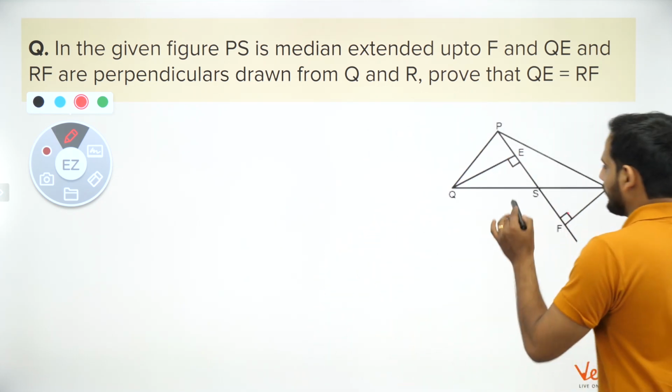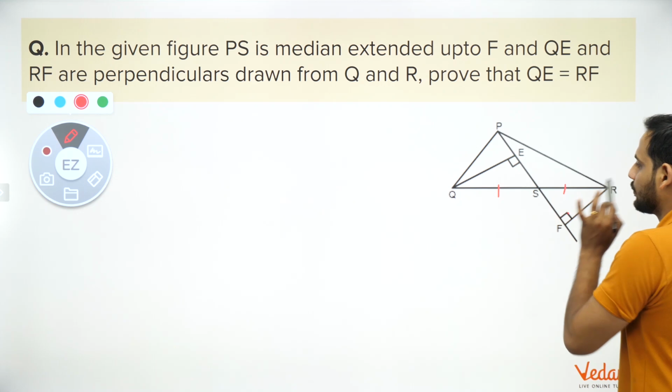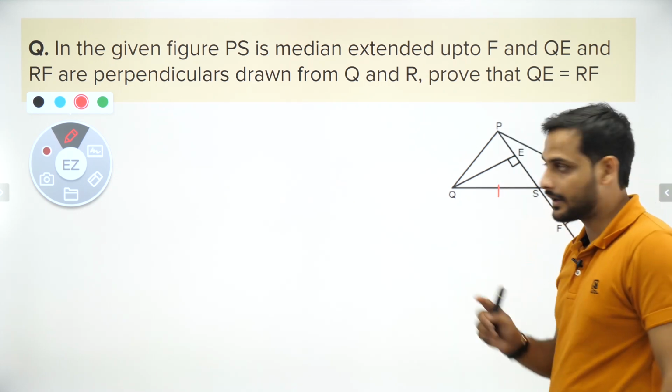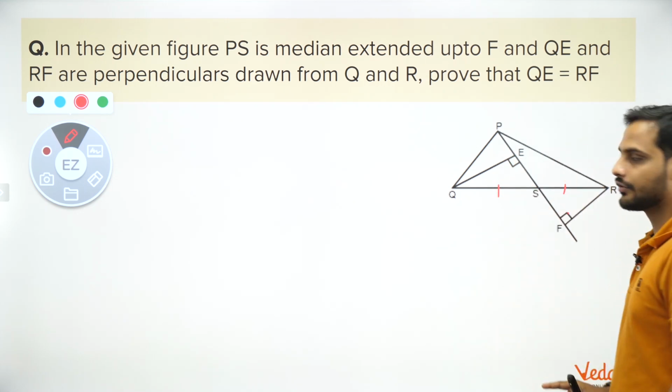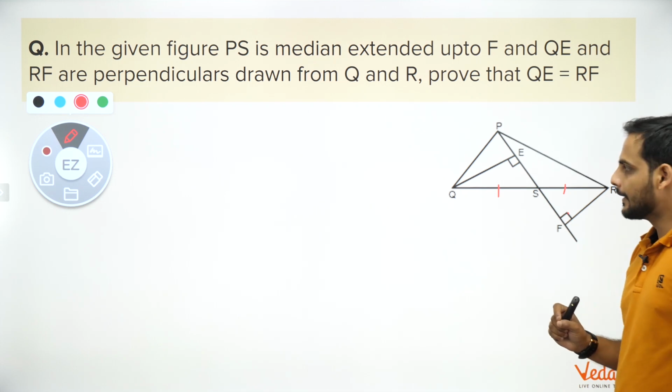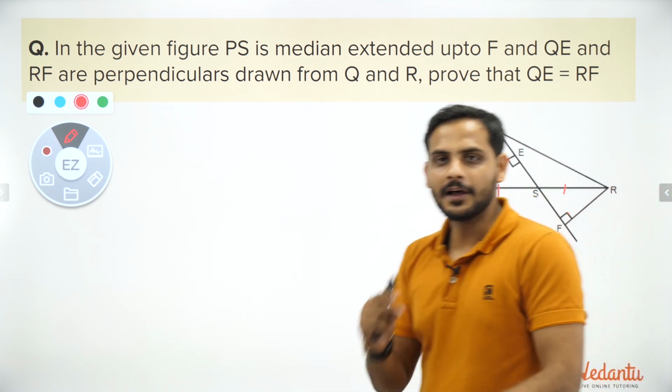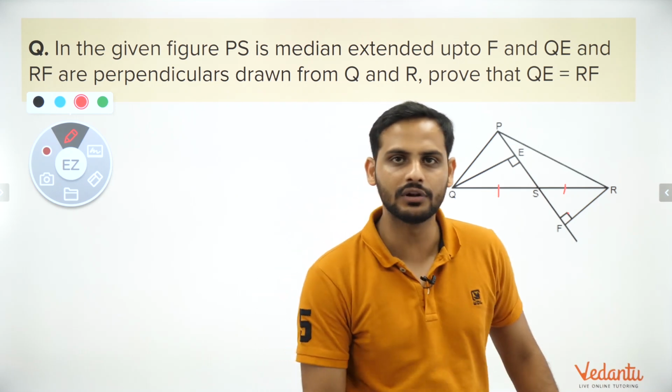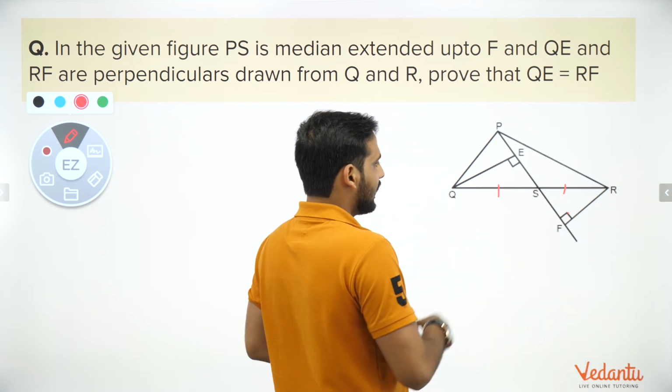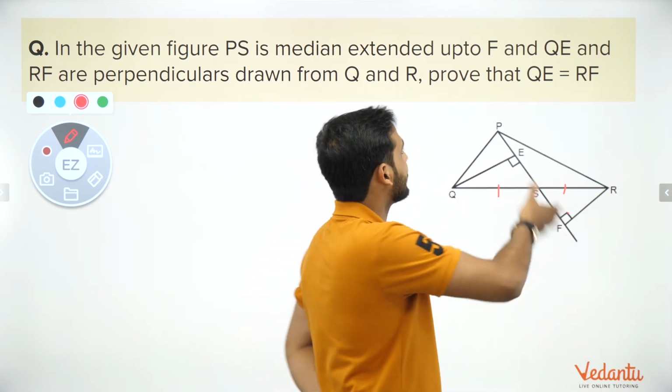How to do it? First thing, very easy. First thing, they have told QS is equal to SR. Both are the sides of that part. And I got to know a right angle is also there. Right angle is also there. So now, bachcho, most of you will think, now sir, right angle hypotenuse side rule. And you will waste your whole time writing that sir QE is equal to RF. Arre bhaiya, that too you have to prove.